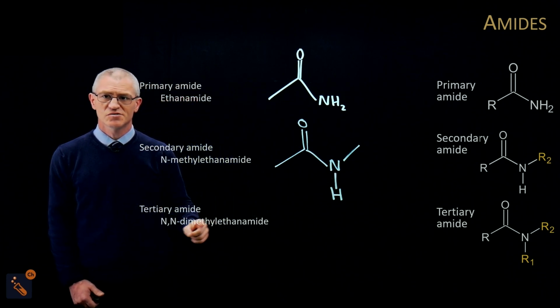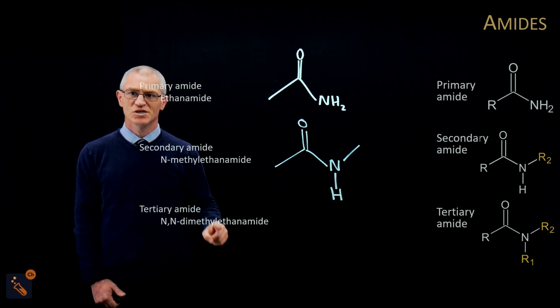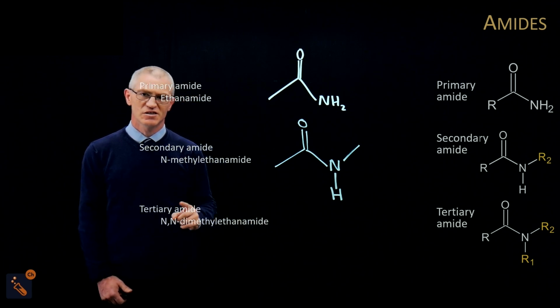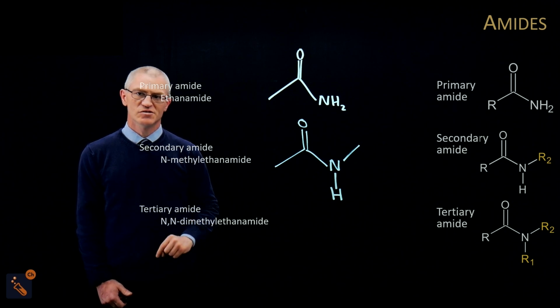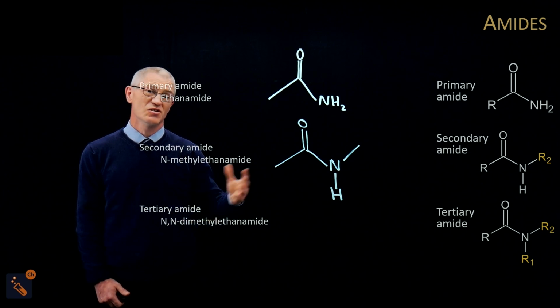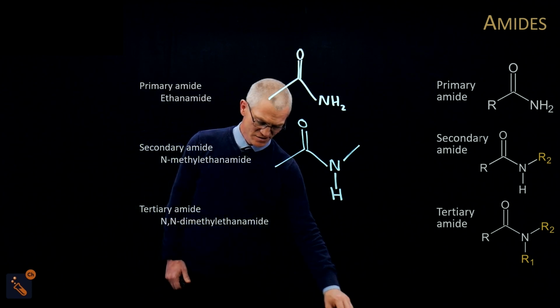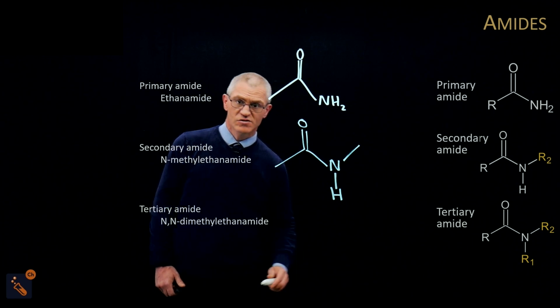We then go to the tertiary amides, N,N-dimethyl ethanamide. So that's telling you have two methyls, both on the nitrogen. There's two N's saying one of the methyls on that end, one of the methyls on that end. There was only one N in the entire thing. So let's try and draw it.